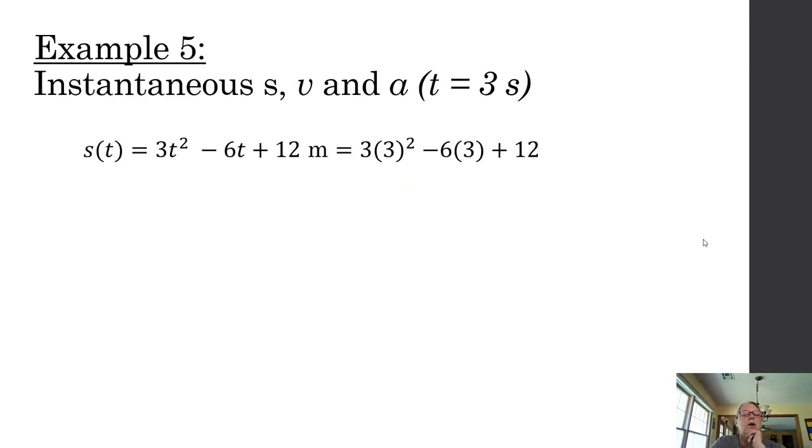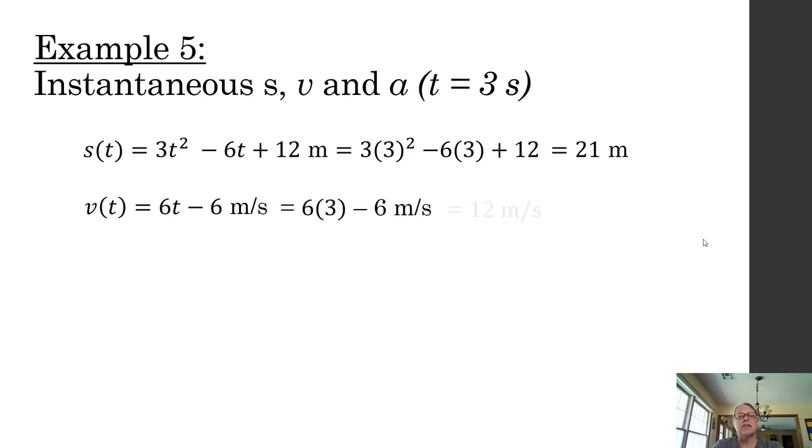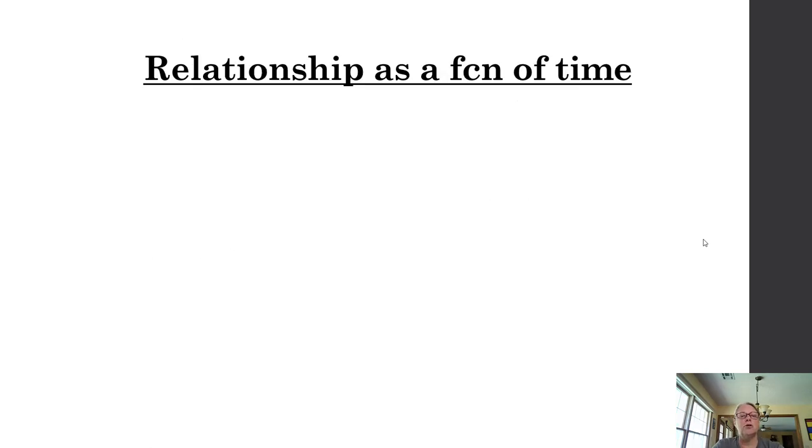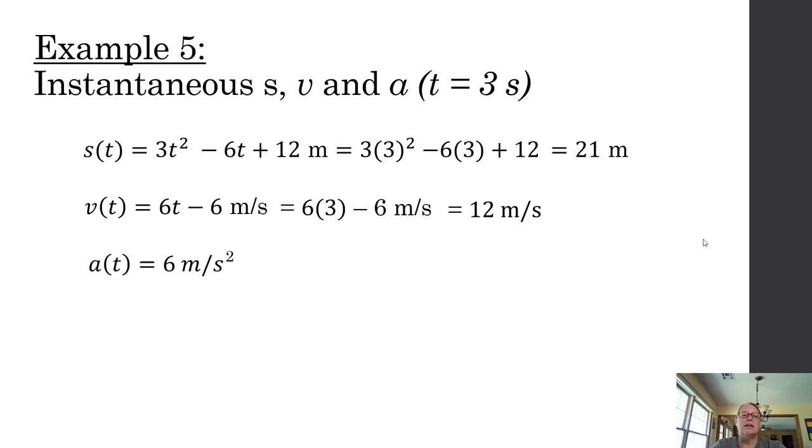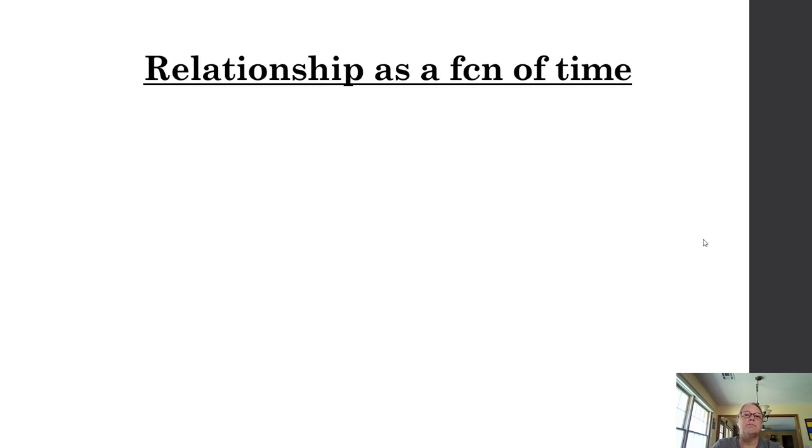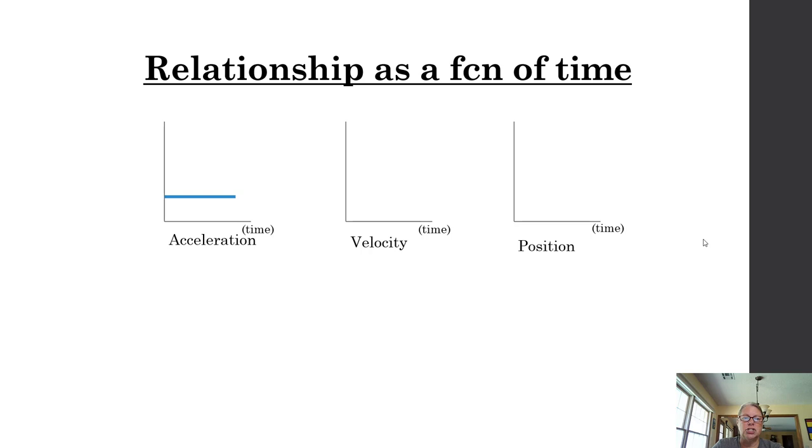Okay, so instantaneous. Instantaneous means that I have a function for the entire path that I took. Okay, I have a function for the entire path. And so if I have a function and I want to know at 3 seconds, where am I positionally, then I can take my position equation, plug in 3 seconds, and I can come up with, I'm at 21 meters. Same with velocity and same with acceleration. Okay, so I can just go through those and get those instantaneous values. So let's talk about that relationship.